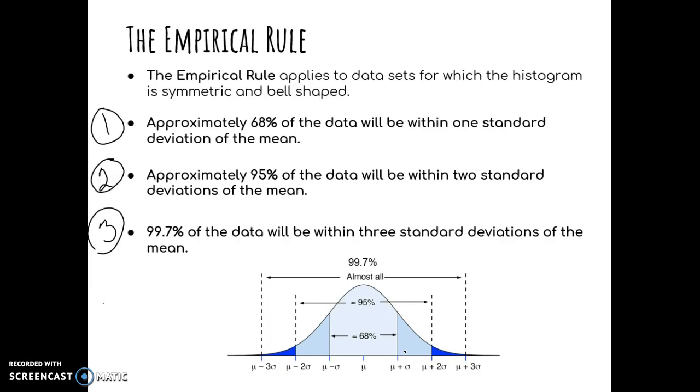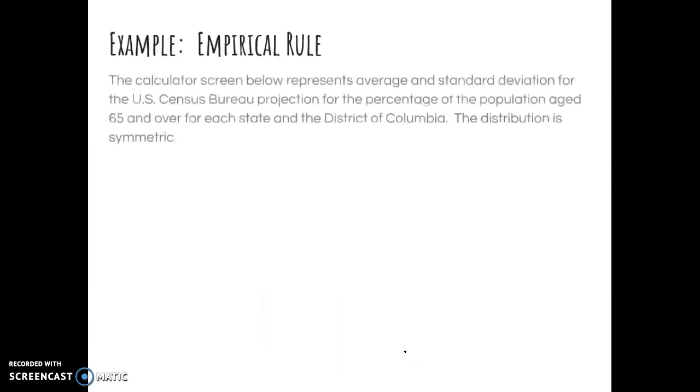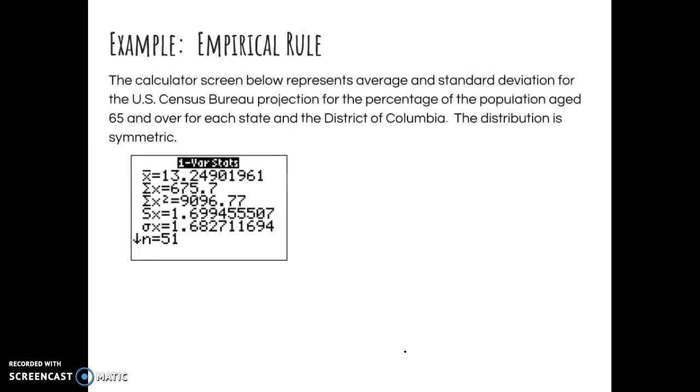So let's look at what an example might look like. Example, empirical rule. The calculator screen below represents average, or mean, and standard deviation for the U.S. Census Bureau projection for the percentage of the population age 65 and over for each state and the District of Columbia. The distribution is symmetric. So because they said it's symmetric, we know we can use the empirical rule.